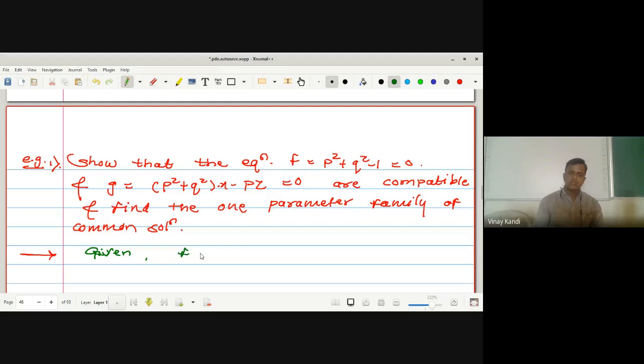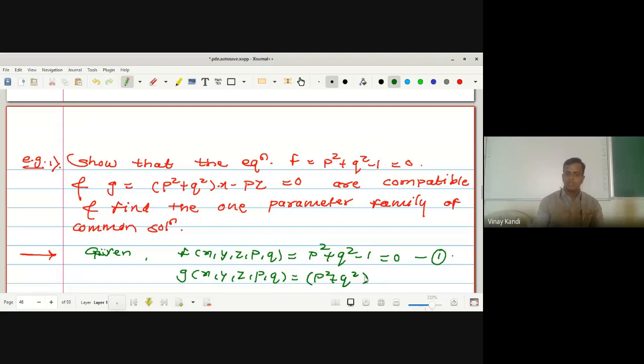Given f of x, y, z, p and q is equal to p square plus q square minus 1 is equal to 0. This is equation number 1. And g of x, y, z, p, q is equal to p square plus q square into bracket x minus pz. Given, this is equation number 2.